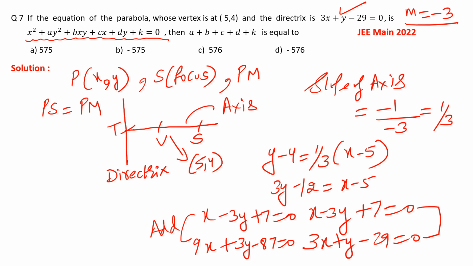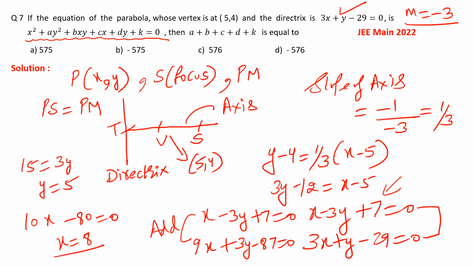When you add, you'll be getting 10x minus 80 equal to 0, right? Or x is equal to just 8. So when x is equal to 8, just put this value of x in any of these equations to get the value for y. Now this becomes 8 plus 7, 15. 15 equal to 3y, or y is equal to 5. So that means this point of intersection T has the coordinates 8, 5.